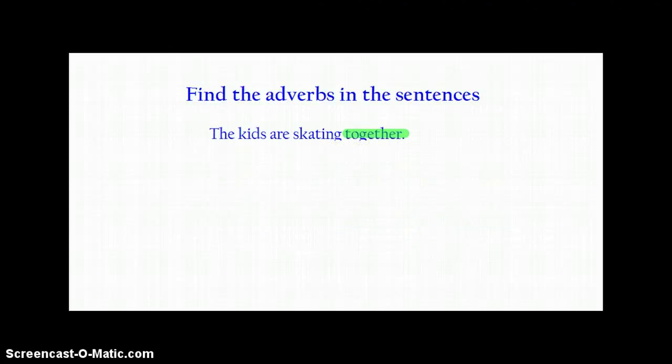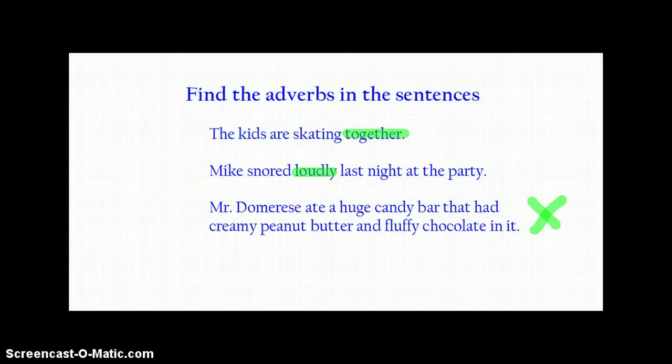Alright, if you're ready, here we go. Adverbs. Together is describing how the kids are skating. Loudly is describing how Mike snored. In this last one, I kind of tricked you. There's not an adverb in the sentence.